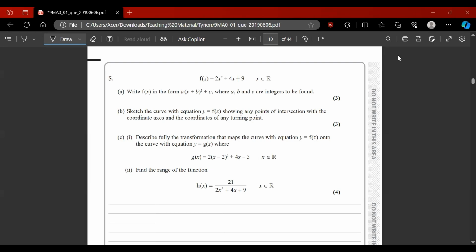So let's go on to question 5 here. We're given a function f(x) equal to x squared plus 4x plus 9. And we're supposed to write f(x) in the form (x plus b) whole thing squared plus c, where a, b, and c are integers to be found.